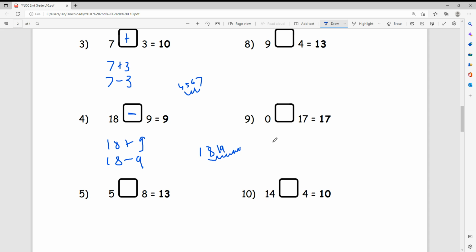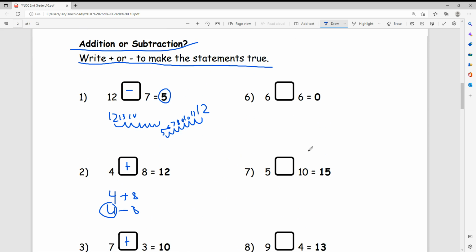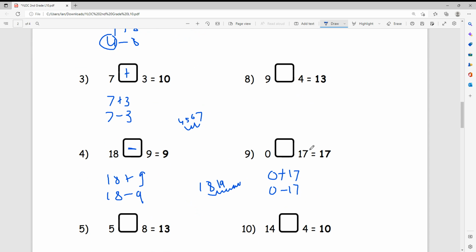Let's just do number 9. So 0 plus 17, or 0 minus 17. So this one can be both addition or subtraction here, because 0 minus 17, it doesn't really matter, so you do plus or minus.